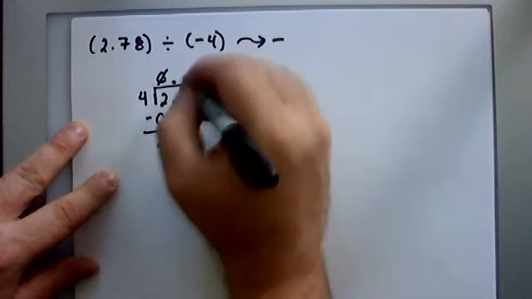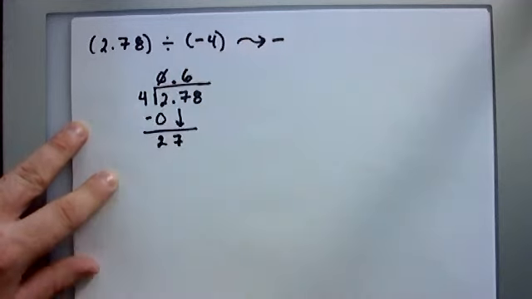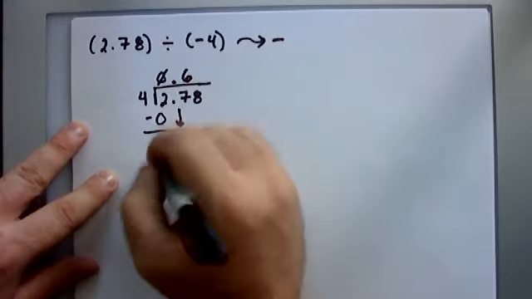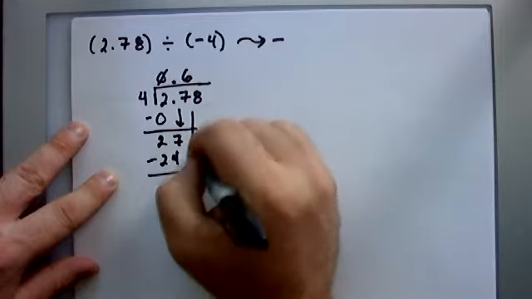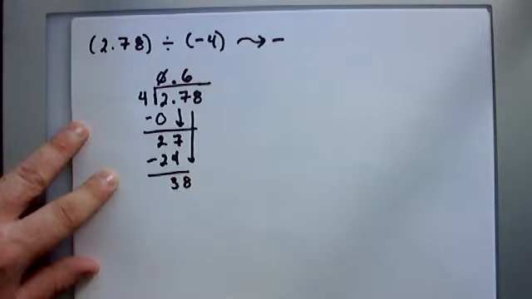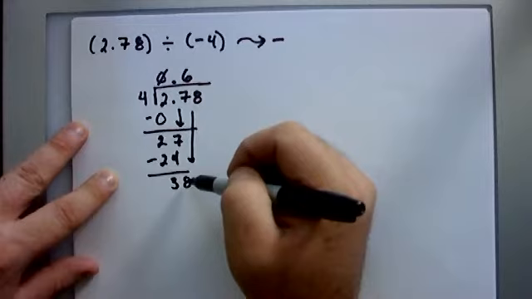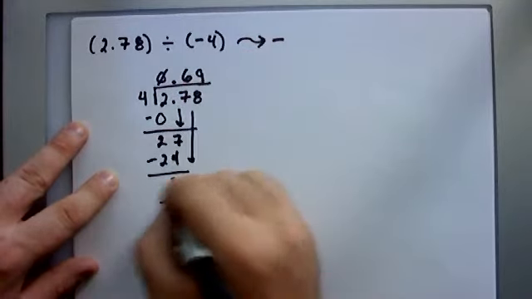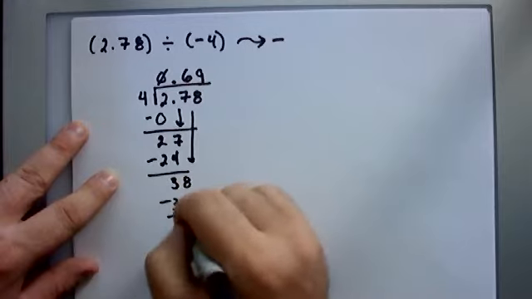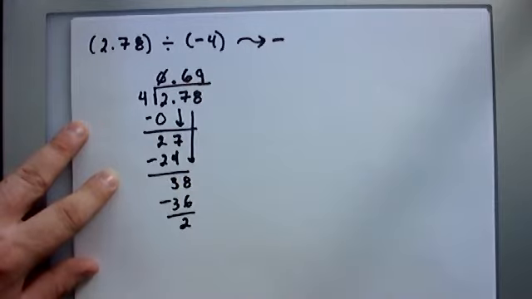4 goes into 27, 6 times. 6 times 4 is 24. We're going to subtract and bring down. 4 goes into 38 9 times. 9 times 4 is 36. We're going to subtract, and now we've run into something that happens in decimals a lot. It didn't end cleanly because we still have this remainder here.